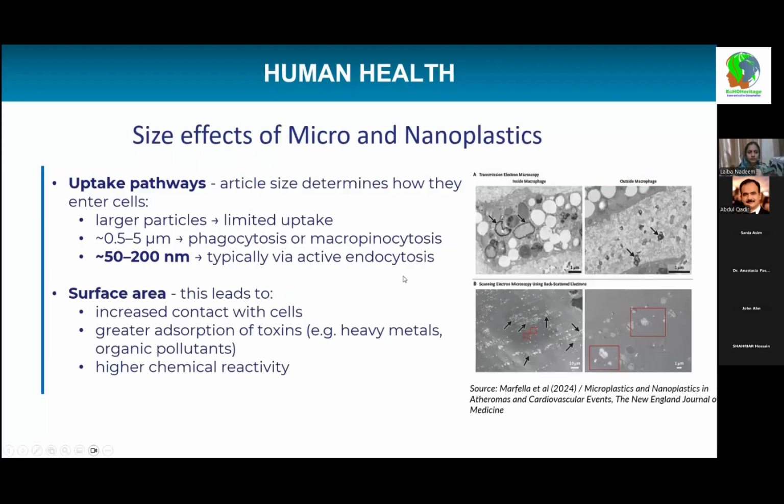Second is the size. The larger particles, those greater than 1 micron, generally do not enter cells, but they can still damage the cell membranes through mechanical stress and trigger inflammation. The smaller particles, on the other hand, can enter the cells or be taken up by immune cells. And these particles are not fully degraded or eliminated.